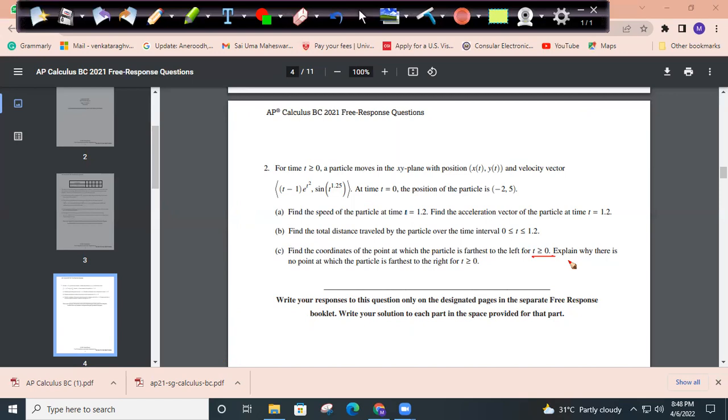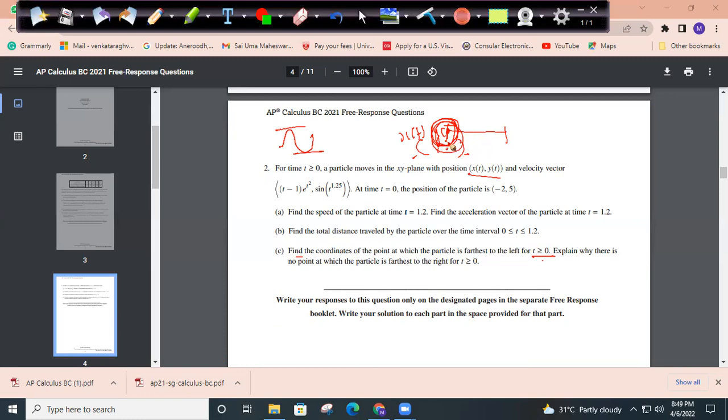Now, he's asking you to find the coordinates at which the particle is farthest to the left. If this is the way the particle is moving, I need to know the farthest point to the left. What are the coordinates of the point? It means I need to find my x of t and y of t. So first, I need to know at which point the particle will be farthest. It means I need to find where the function has a maximum or a minimum, which means I need to find the critical point. See how well they are framing the question here. So what is the first thing that I need to find? I need to find the critical point.